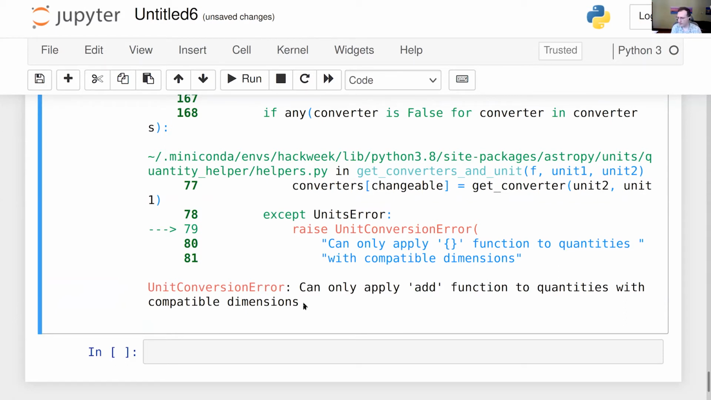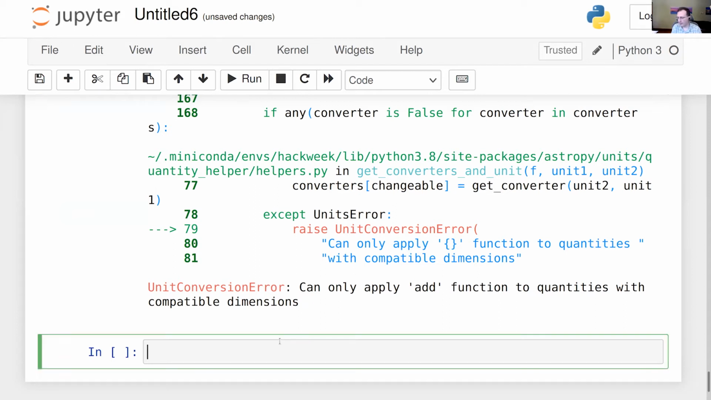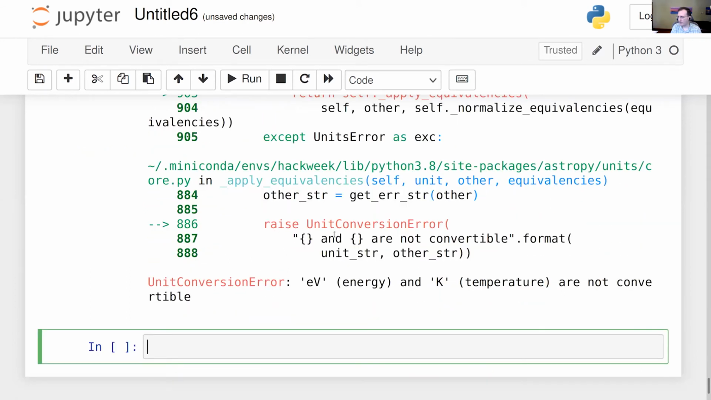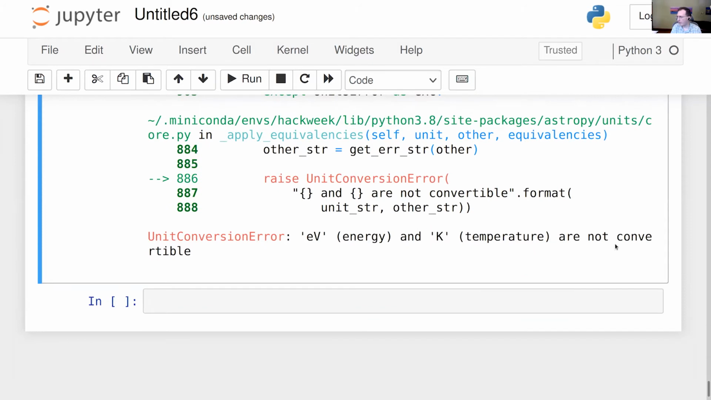However, there are times where we need to make non-standard unit conversions. Plasma scientists often talk of temperature in terms of electron volts, but electron volts are a unit of energy, not temperature. And so if we try to do something like 1 times u.eV, 1 electron volt, to u.K, convert an electron volt to Kelvin, we get a unit conversion error again. And it's saying that an electron volt, a unit of energy, and Kelvin, a unit of temperature, are not convertible.